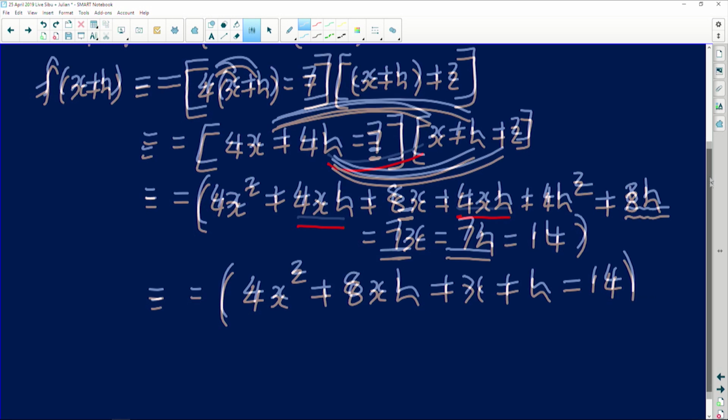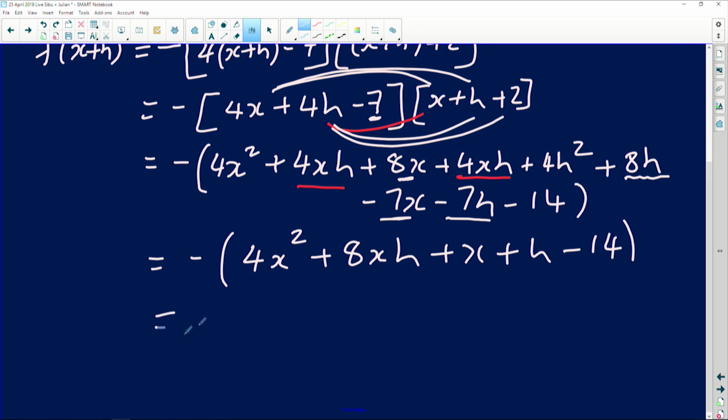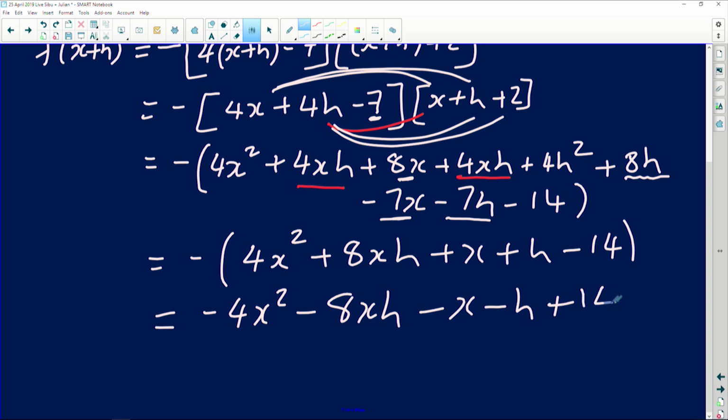And then from here, we need to simplify further by multiplication with this negative. Negative times 4x squared, you get minus 4x squared. Negative times 8xh is going to give you minus 8xh, and then negative times x is going to give you minus x, and then minus h, negative times negative 14 at the end will give us positive 14. So this is basically what I end up with for my f of x plus h once I have simplified.